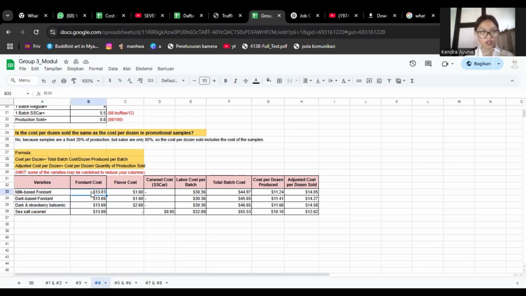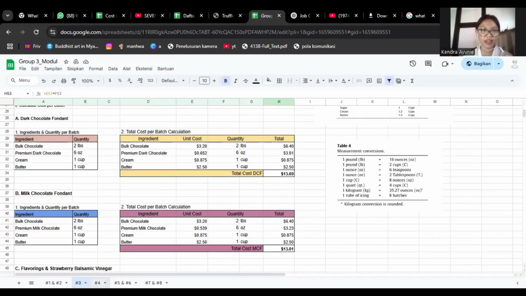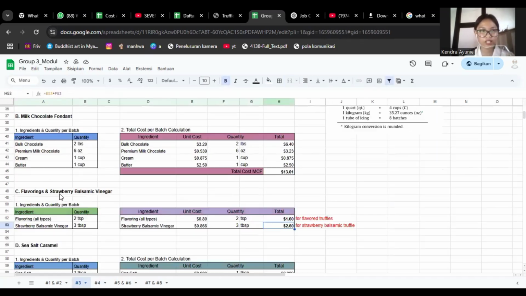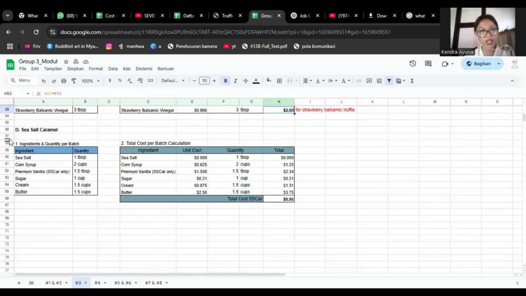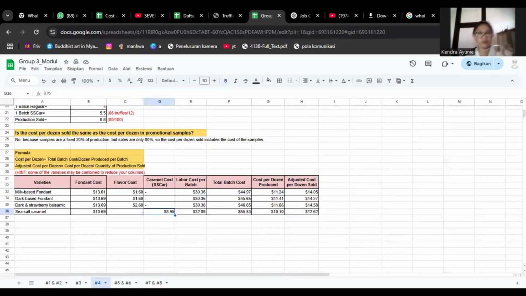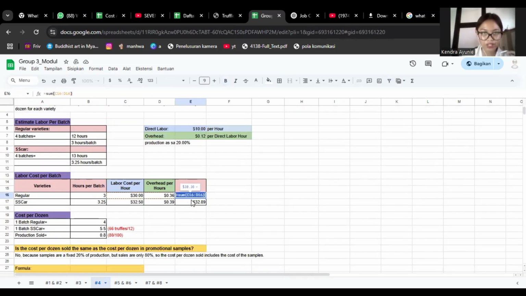Okay, so we already got the 13.1 cent and 1 cent from this requirement tree that was already calculated by Rani, and the flavor cost was also already calculated by Rani here: the $1.60 for the regular one and $2.60 for the strawberry balsamic truffle. For the sea salt caramel, because it's separated and kind of special to make, it was calculated in a different section. Without the fondant, it costs 8.95 to make the sea salt caramel fillings. The labor cost per batch we already calculated above for the regular, and this one is for the caramel.